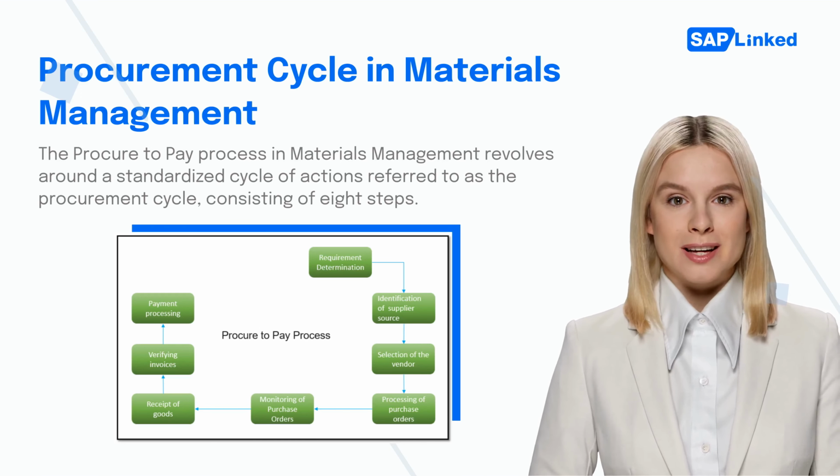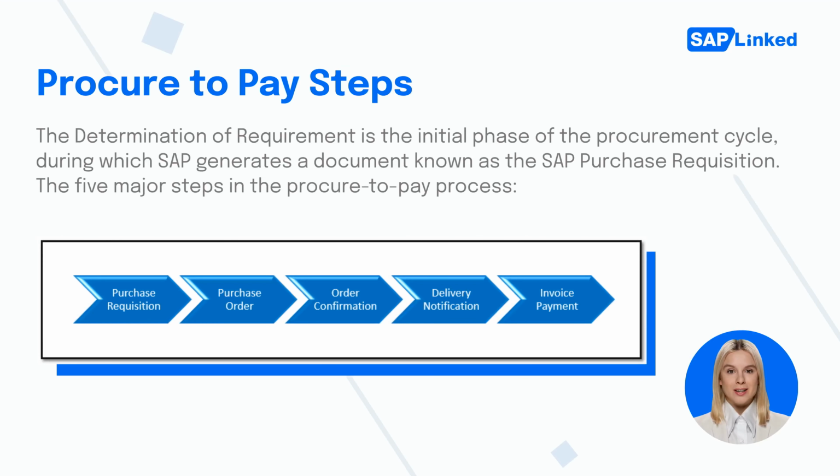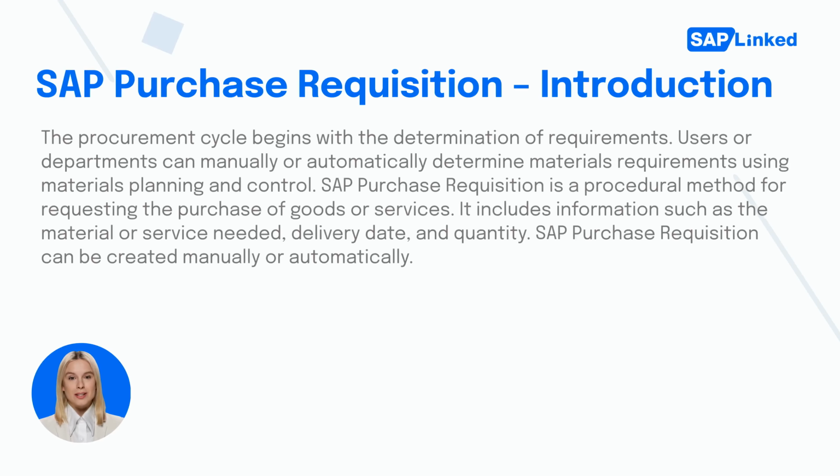8. Payment processing. The determination of requirement is the initial phase of the procurement cycle, during which SAP generates a document known as the SAP Purchase Requisition. The 5 major steps in the procure-to-pay process are shown in the picture. The procurement cycle begins with the determination of requirements.